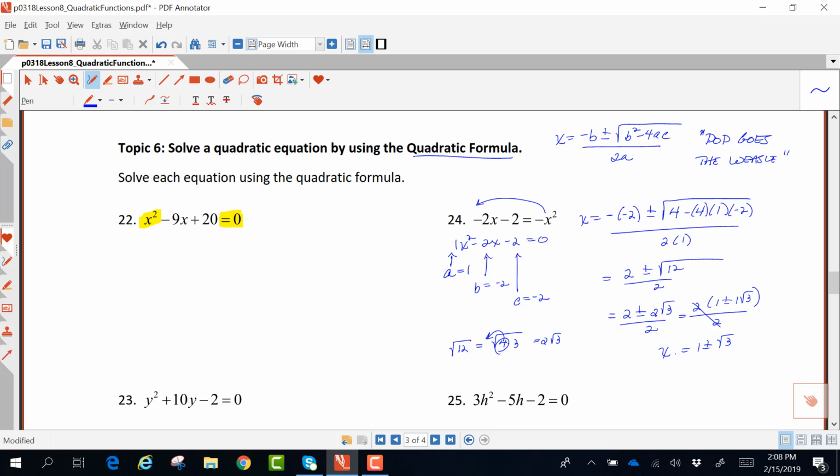So I have two x values. One of the x values is 1 plus the square root of 3, and the other x value is 1 minus the square root of 3. These would be referred to as your solutions to this quadratic equation, applying the quadratic formula.